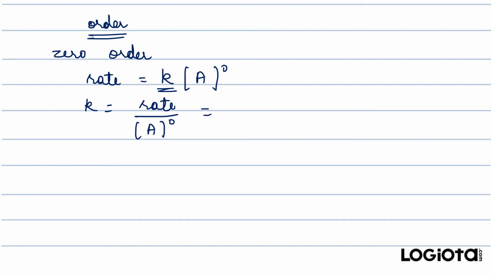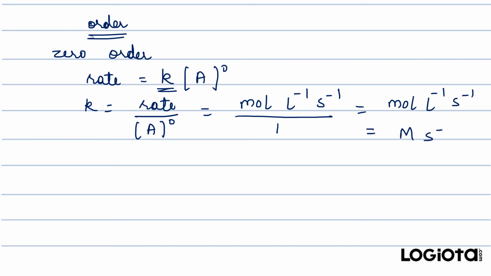We already know the units for the rate, which is mole liter inverse second inverse, divided by something raised to the power 0, which is 1. So the units for the rate constant for zero order will be mole liter inverse second inverse, or molar second inverse. Here the units of the rate constant are the same as the units for the rate. Now let's see the first order reaction.